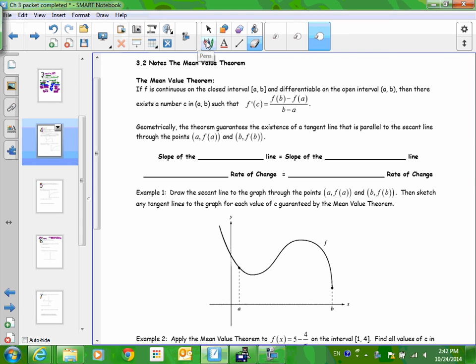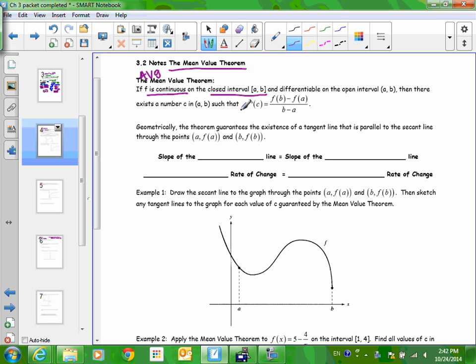Okay, so today we're going to talk about this thing called the mean value theorem. What does mean mean? Average. And this has everything to do with average rate of change. Okay? We have similar conditions as the extreme value theorem. F has to be continuous. We have to have endpoints, meaning a closed interval.